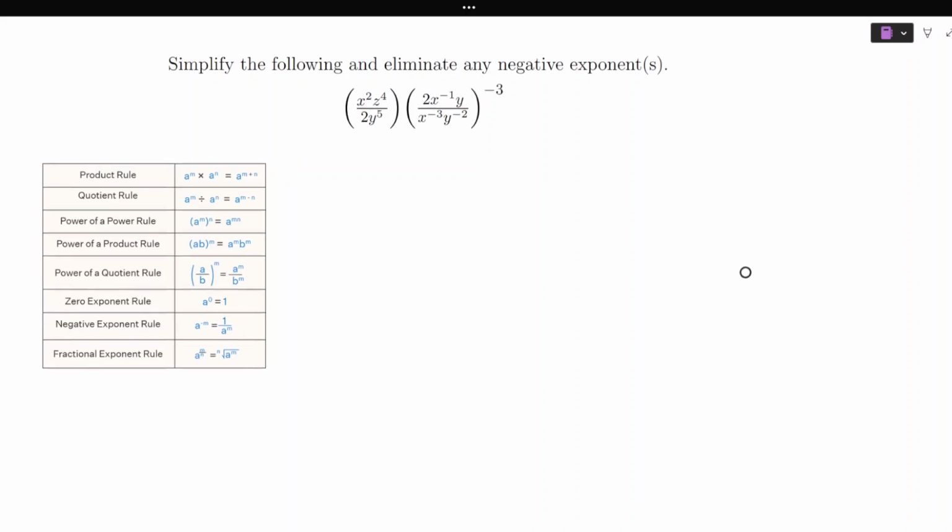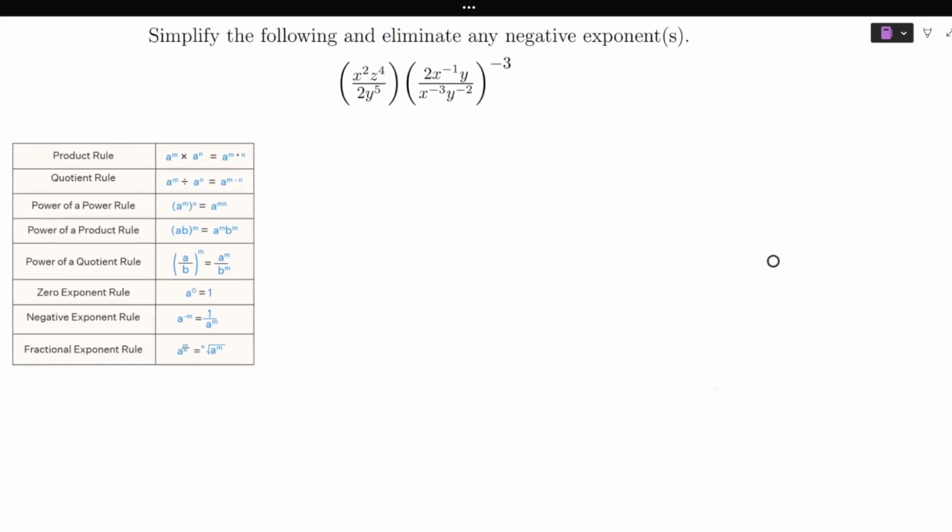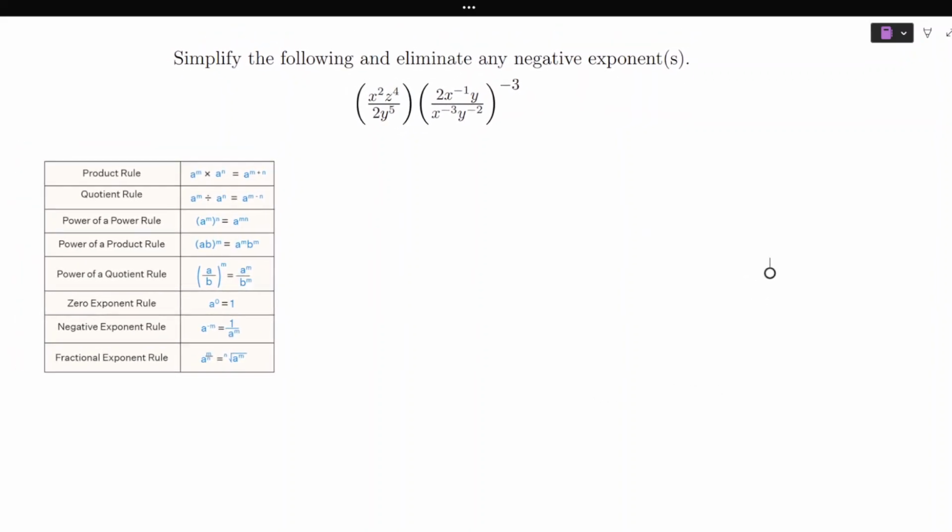All right, this video is going to be going over problem 7 from the worksheet from week 1, which was also moved to your discussion 2 worksheet. So to simplify the following and eliminate any negative exponents is what we have to do. So I have the exponent rules to the side here, and I'm going to start by looking at this portion.